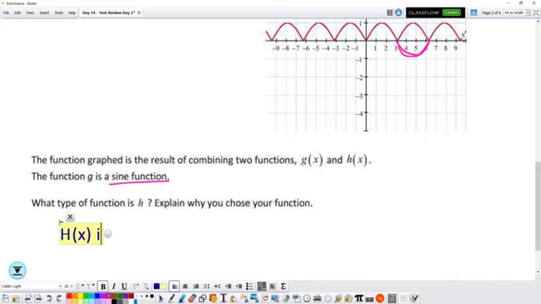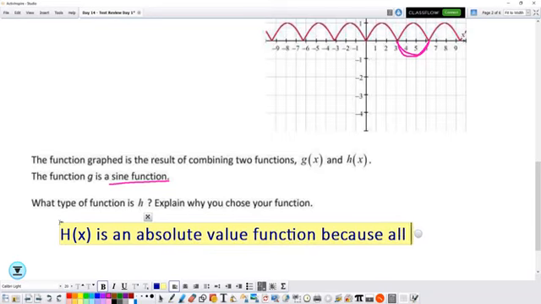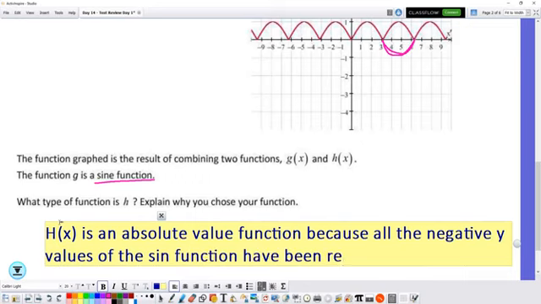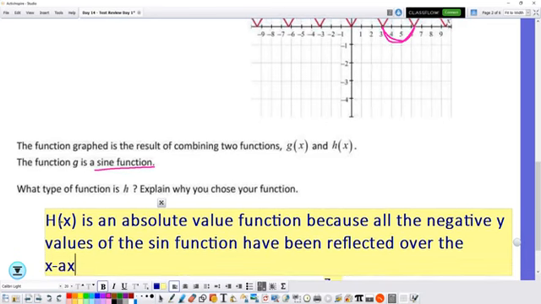H of x is an absolute value function because all the negative y values of the sine function have been reflected over the x-axis. That is why I feel fairly confident that this is an absolute value function.